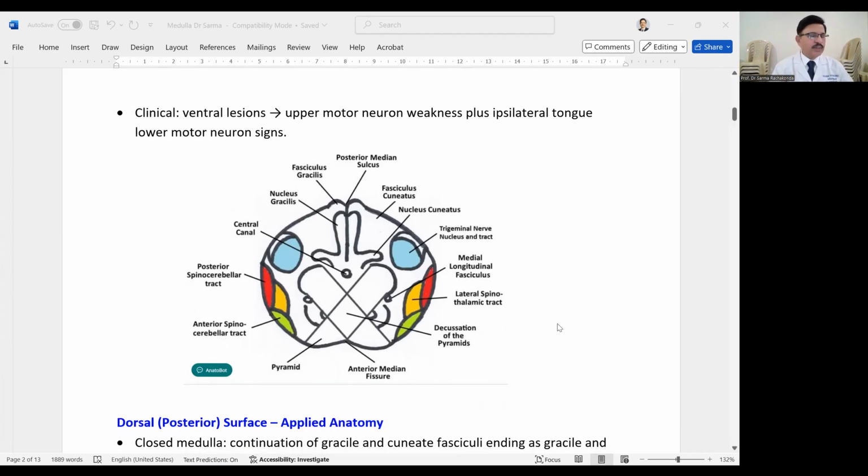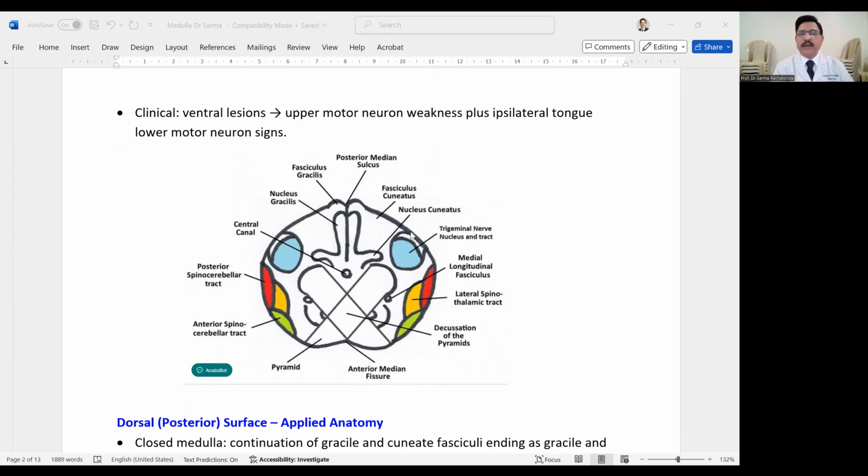Now look at the cross section there. You have the posterior median sulcus, the fasciculus gracilis, fasciculus cuneatus, nucleus gracilis, and nucleus cuneatus. These are the ones which carry the posterior column sensations, right? Fasciculus gracilis medially and fasciculus cuneatus laterally carry the posterior column sensations. Then there is a central canal, which continues above in the rostral part with the floor of the fourth ventricle.